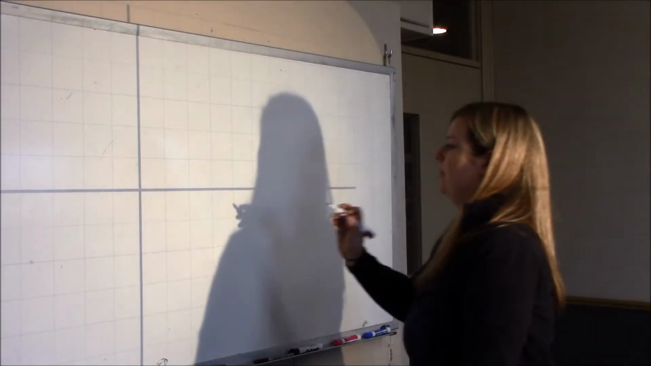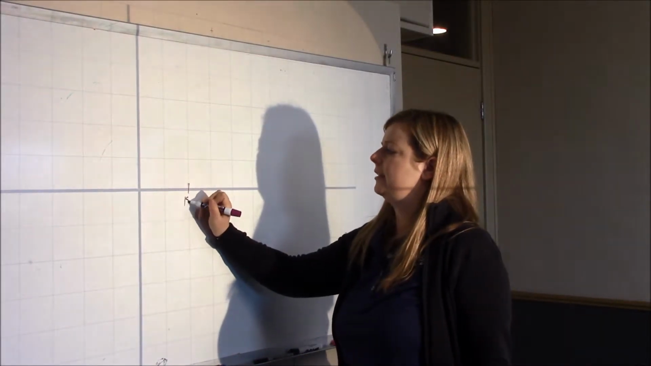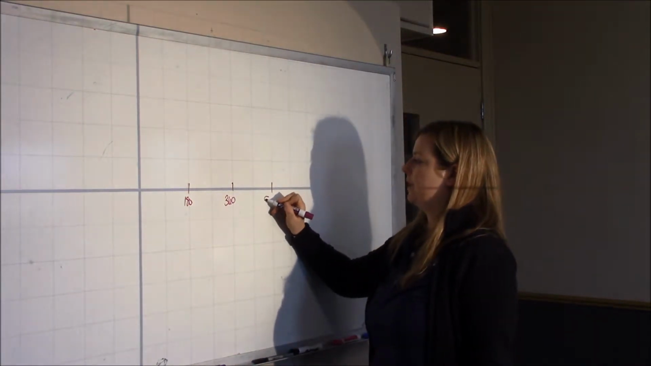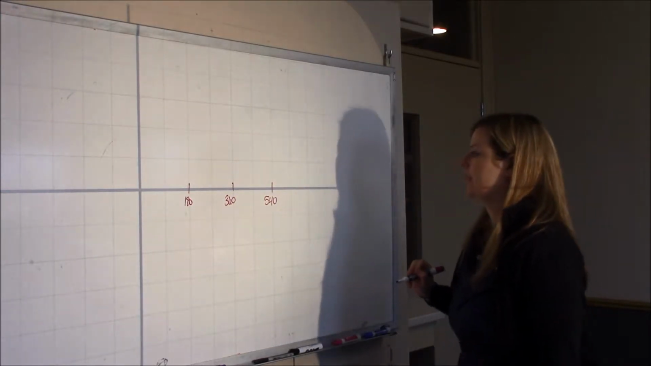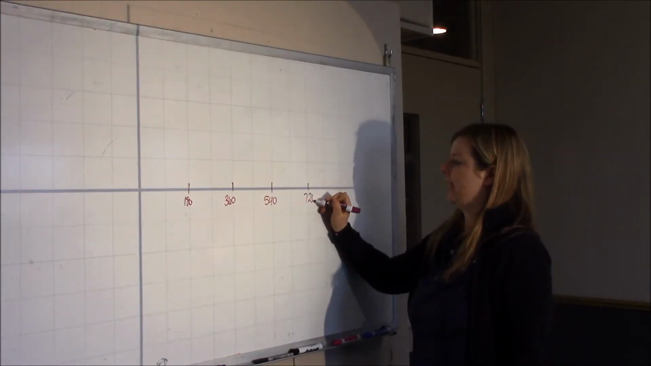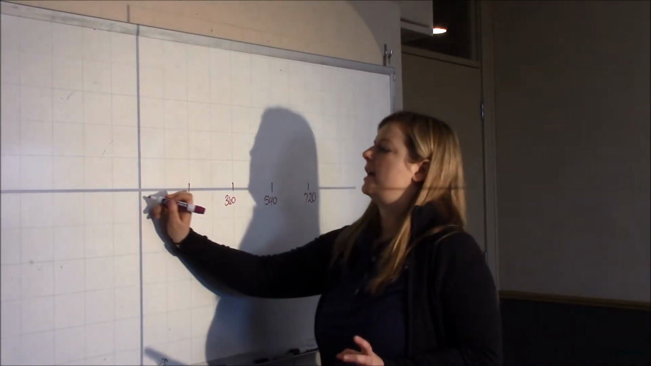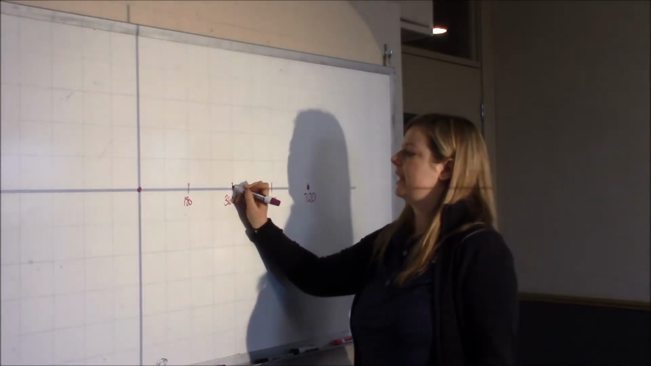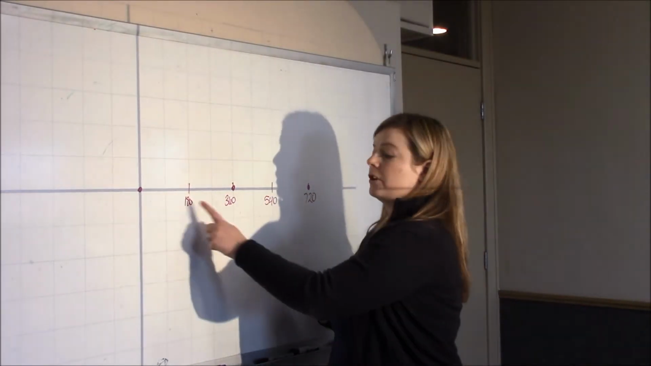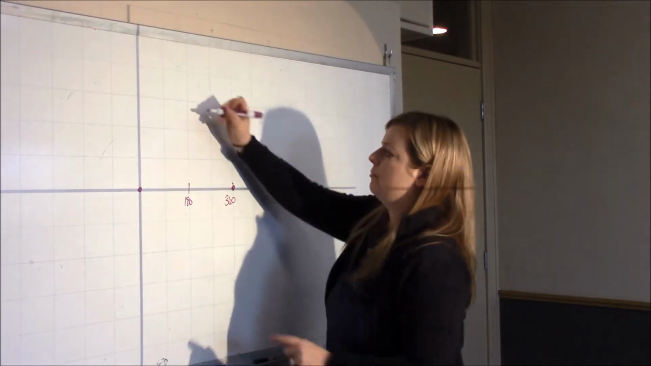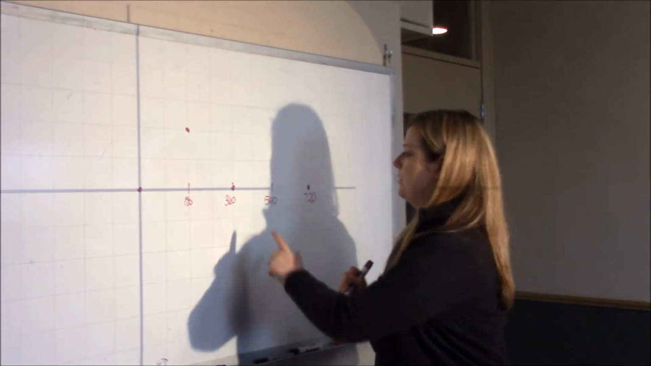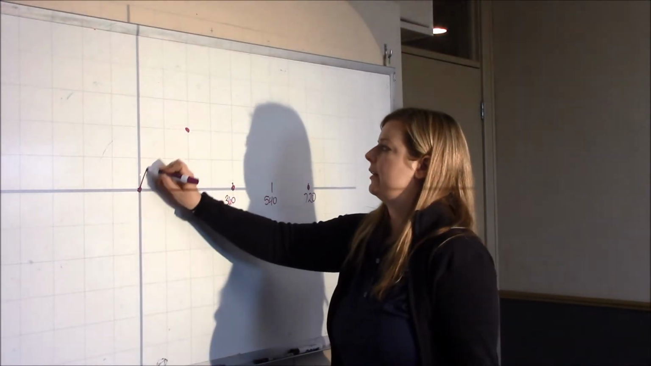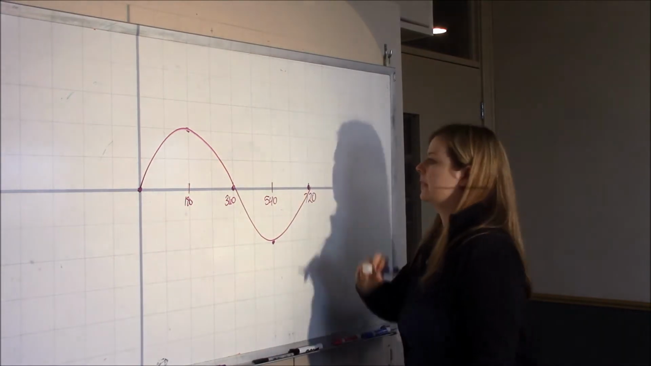So here's 180, 360, 540, and 720. Okay, it's a sinusoidal function, so I start on my axis, I end on my axis. Halfway in between, I'm at my axis again. Between the first two axis points, I go to my maximum, which is 2. Between the last pair, I go to my minimum, which is -2. And there you have it. That's it. There's your curve.